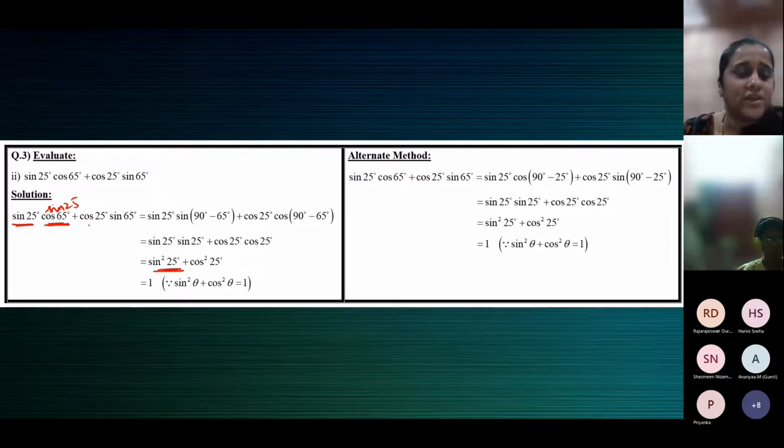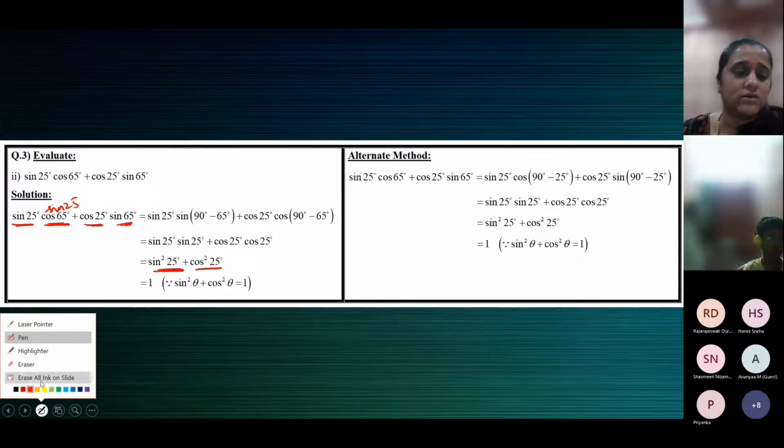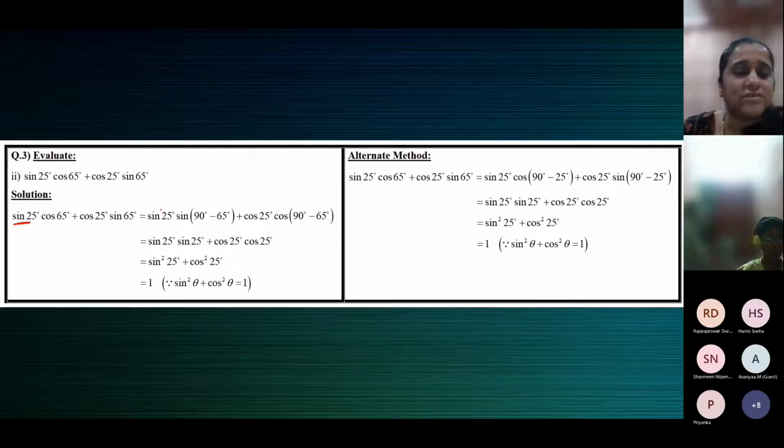So obviously, in the second part, you're going to retain cos 25 and you're going to change sin 65 to cos 25. So that cos 25 into cos 25 is cos square 25. And then sin square 25 plus cos square 25 is 1. So you plan that first. So here sin 25 as it is. And in the second part, cos 25 as it is. This one, you're going to change this to sin 25. And here you're going to change this to cos 25.